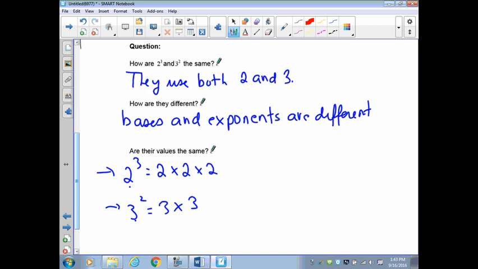So when you do the calculations, this one actually comes out to be 8, and this one comes out to be 9. So you can see that they're very different. Even though they're both using a 2 and 3, they are different values.